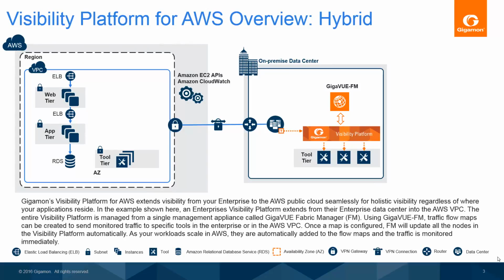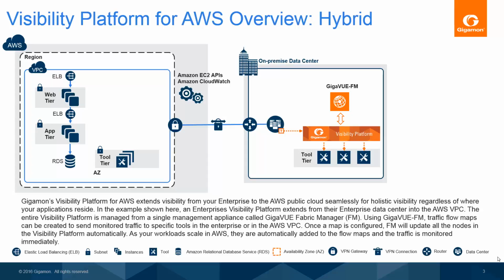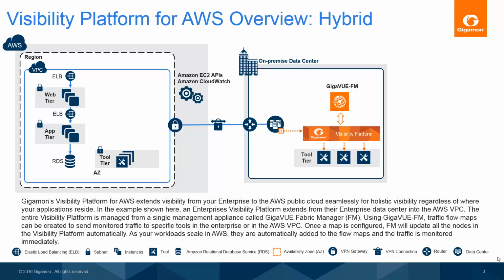Before you jump into the use cases, it's helpful to understand how the visibility platform by Gigamon is able to integrate with AWS, or Amazon Web Services. In this example, you see a hybrid approach. That's because the visibility platform exists within the on-premise data center. What we wish to do is extend this into the AWS VPC. We do that by going out there and connecting the GigaView FM to the Amazon APIs.